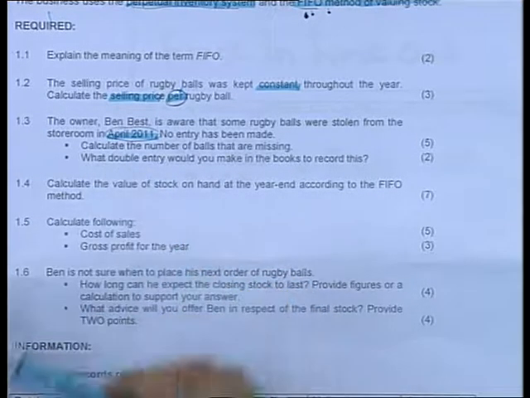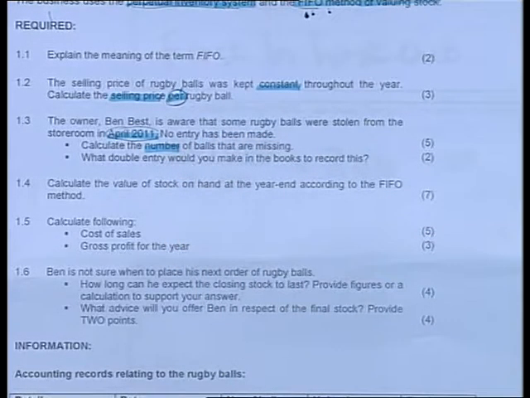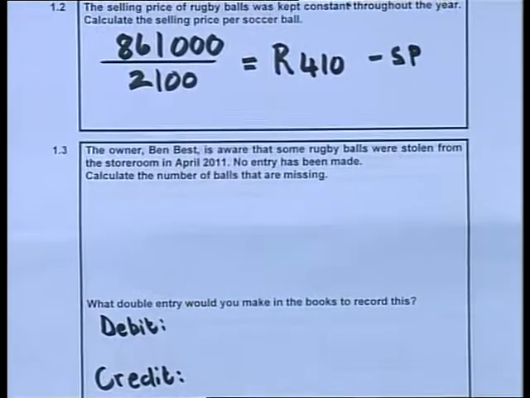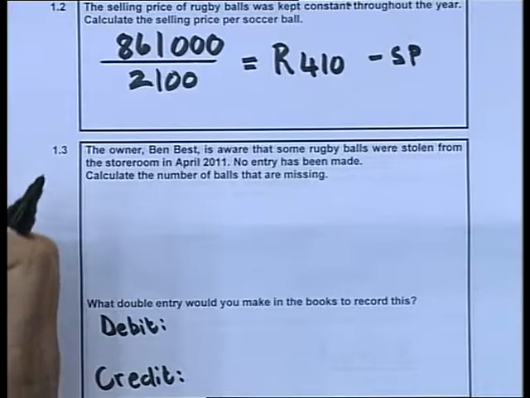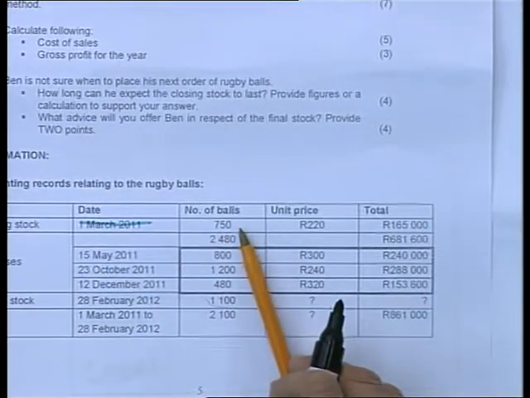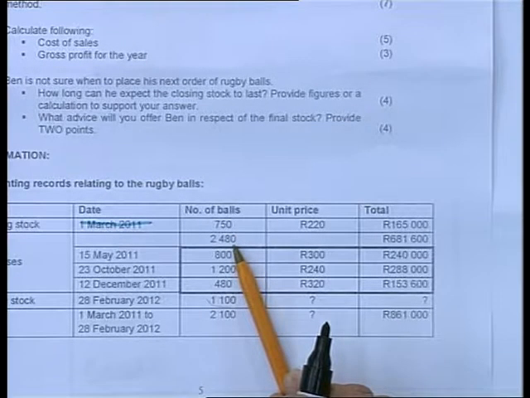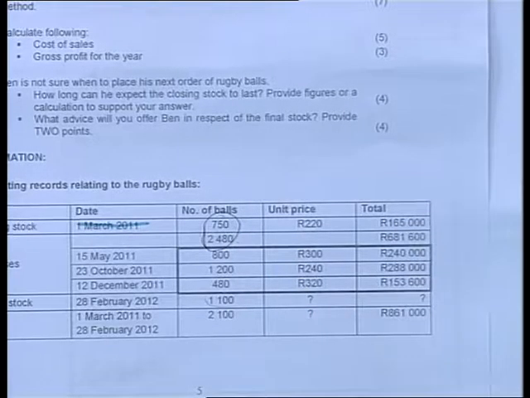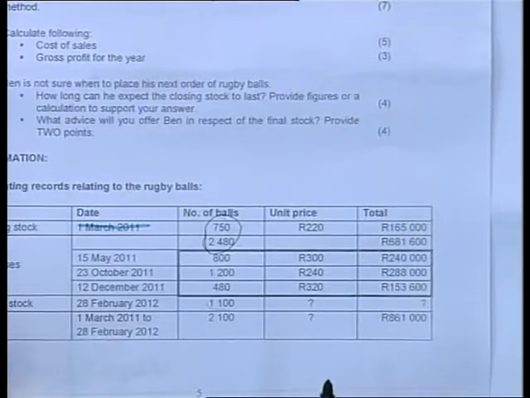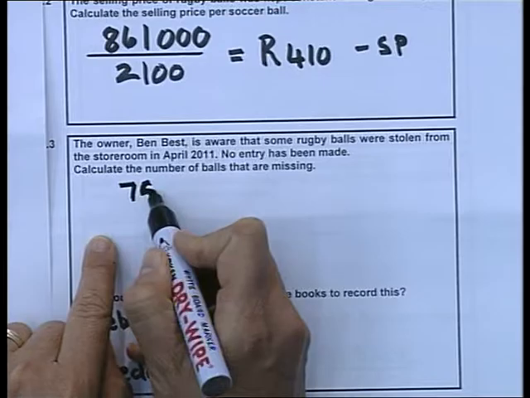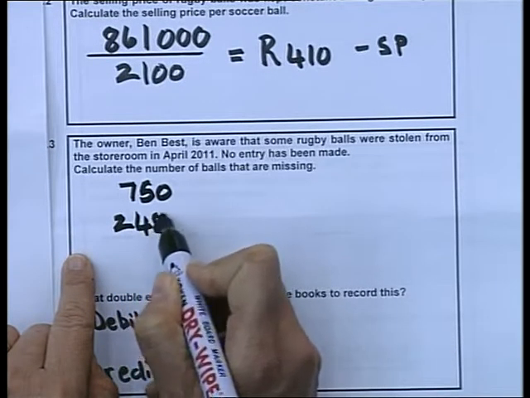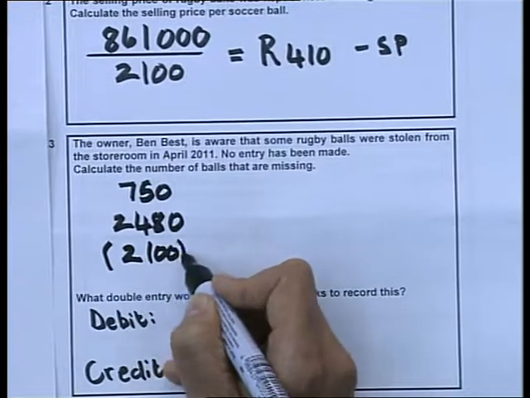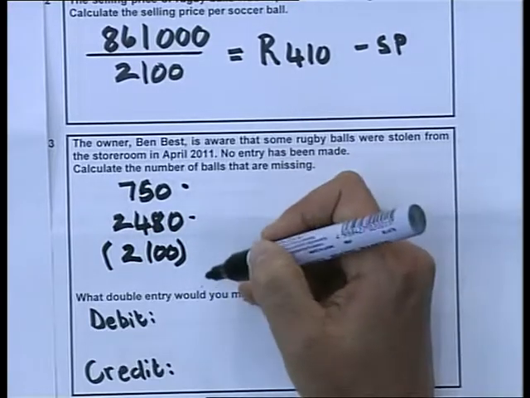Okay, now it says, calculate the number, not the amount, the number of balls that are missing. Okay, how are we going to do that? Let's see. The number of units that went missing. We first need to see how many units should there have been. Okay, so we started off with 750 units. How many did we purchase? 2,480. So in other words, all in all, how many units did we have to sell? The 750 plus the 2,480. That's how many units we had in our shop that we could have sold. So 750 plus 2,480. And then how many of those did we sell? We sold, we just said there, 2,100 units.